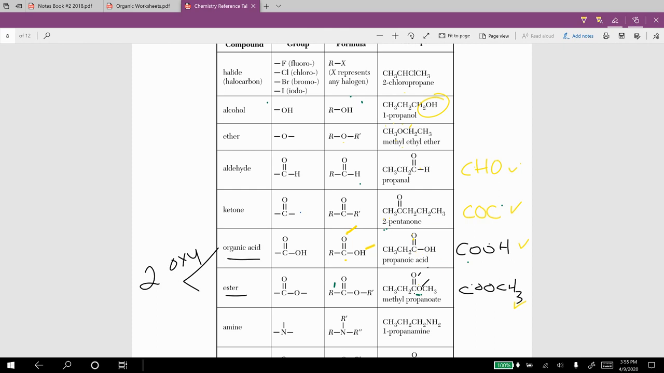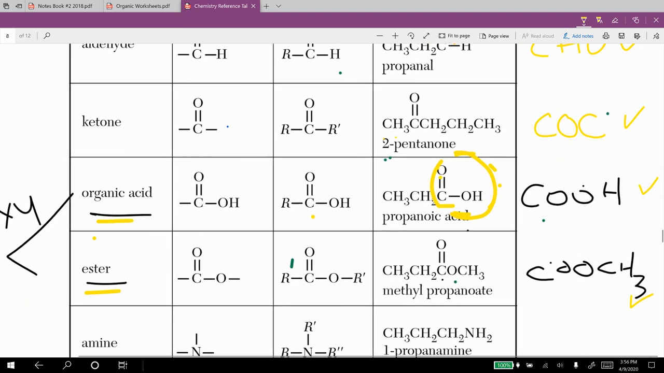So let's get this erased. There are my ones with the two oxygens, so it's either going to be the ester or the organic acid. The organic acid is going to be the functional group at the end of the molecule. The ester, let's make this a little bit bigger so I can circle a little better, has our functional group right there in the center.